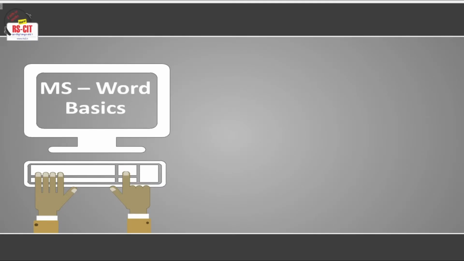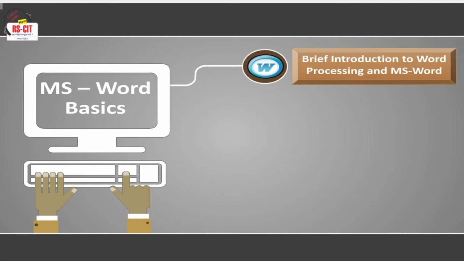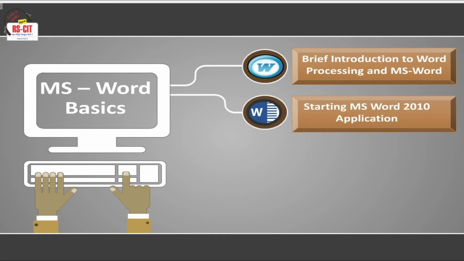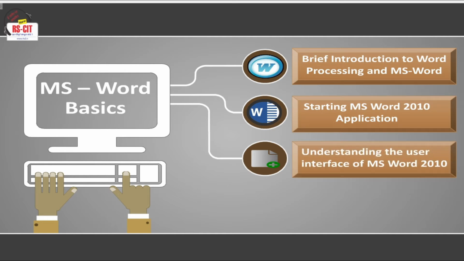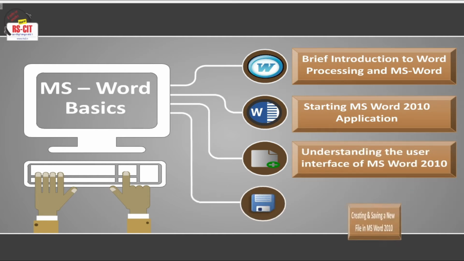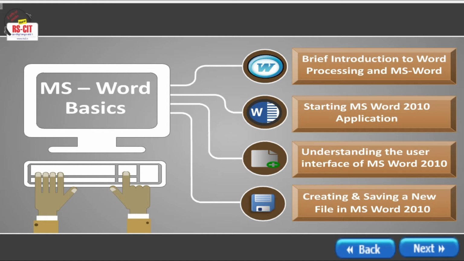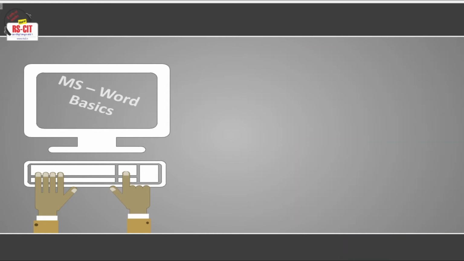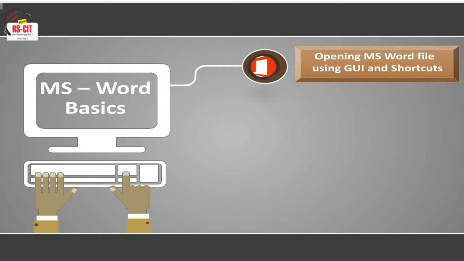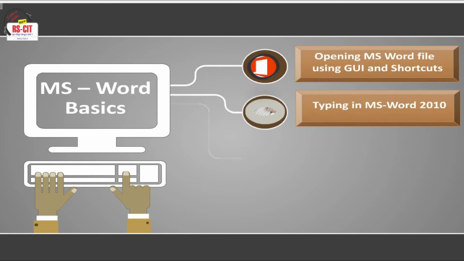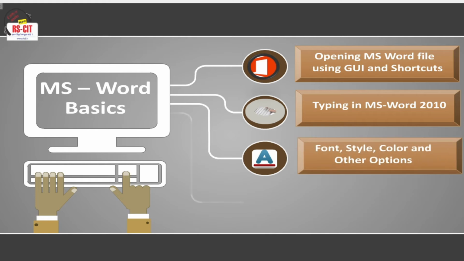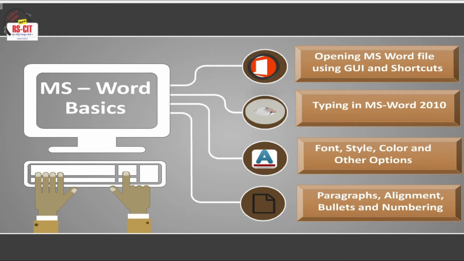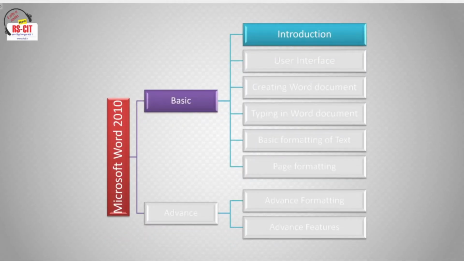This chapter will cover following modules: brief introduction of word processing and MS Word 2010, starting MS Word 2010 application, understanding the user interface of MS Word 2010, creating and saving a new file in MS Word 2010, opening MS Word file using GUI and shortcuts, typing in MS Word 2010, font, style, color and other options, paragraphs, alignment, bullets and numbering.